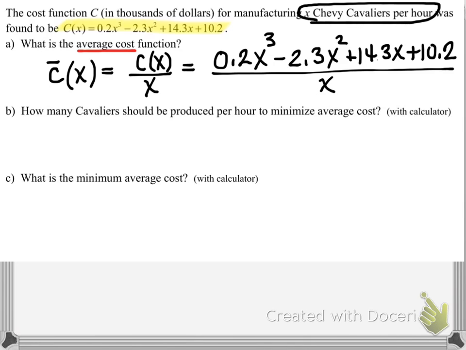Part B, how many Cavaliers should be produced per hour in order to minimize the average cost? So how many Cavaliers, we're looking for the variable x here. Since x was the number of Cavaliers, we're solving for x, but we want the average cost to be a minimum, and this is a calculator question. So right now, I'd encourage you to pause the video and see if you can correctly put the average cost function into your calculator, and then we're going to try to calculate the minimum.